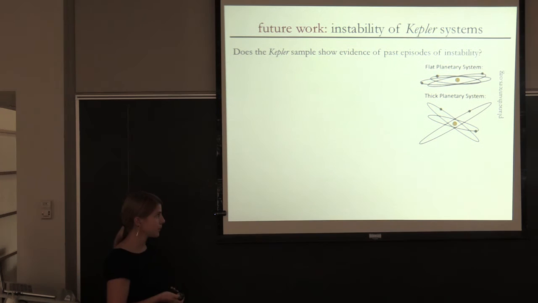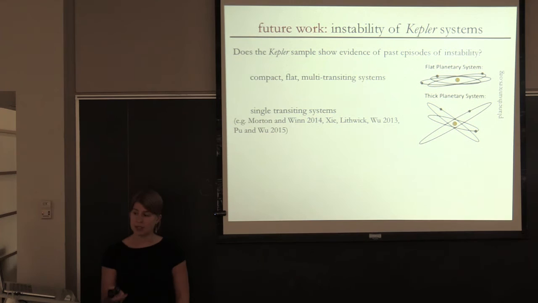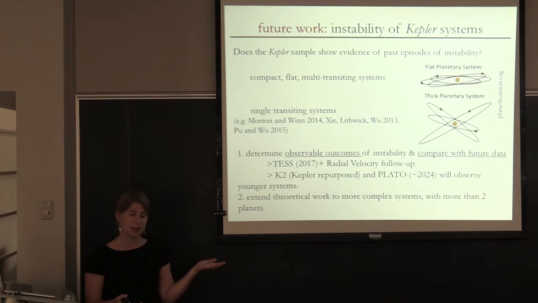But if you did have a flat system and it underwent instability, you might think that it would form a system like this. So it'd excite mutual inclinations, or it would increase the spacing between planets so that when you observed it, you would see a population of flat multi-transiting systems and then also these single transiting systems. And it's been found that some of the single transiting systems do have statistically significant different properties compared to the multi-transiting systems.